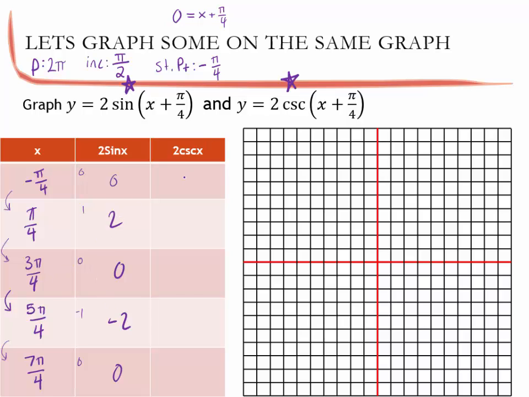And guess what? 2 cosecant x? Pretty simple. 2 cosecant x is undefined, 2, 0, nope, undefined, sorry, negative 2, and undefined.